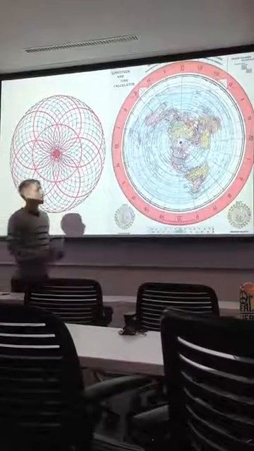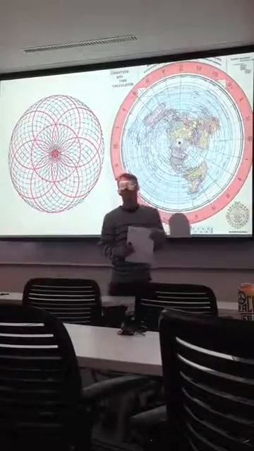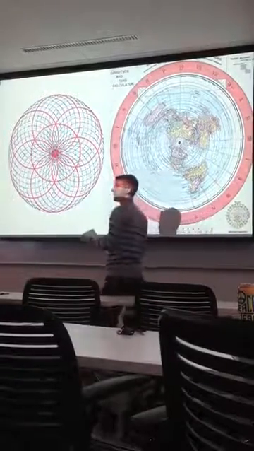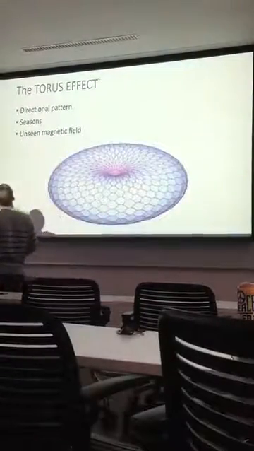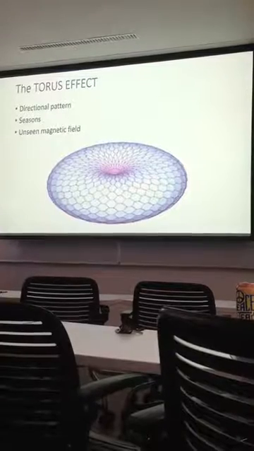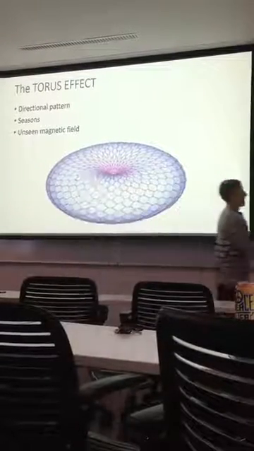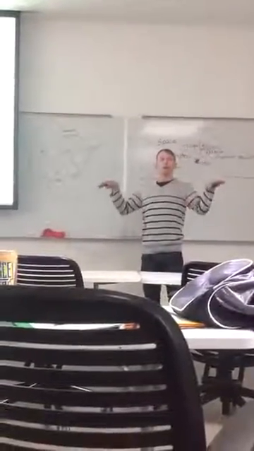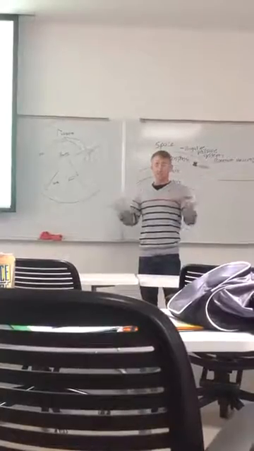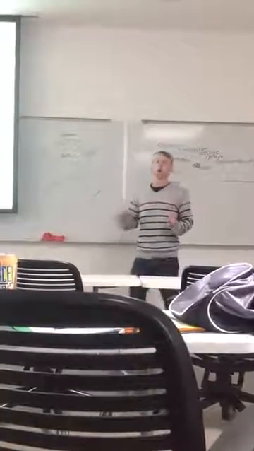But have you guys ever heard of the torus effect? Nobody ever heard of the torus effect in here? No. I'll explain the directional pattern right now. It'll make it easier for you guys to understand this map. In this map, it's going to be a stationary plane. When the Earth is stationary, the sun, moon, and stars all wrap around us.